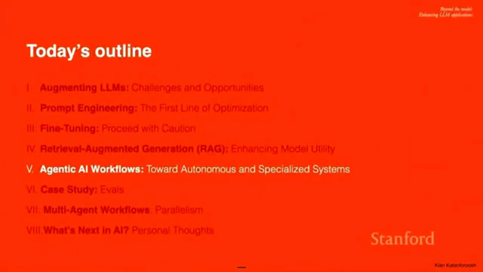So let's talk about agentic AI workflows towards autonomous and specialized systems. Then we'll talk about evals, then we'll see multi-agent systems, and we'll end with a little thoughts on what's next in AI.